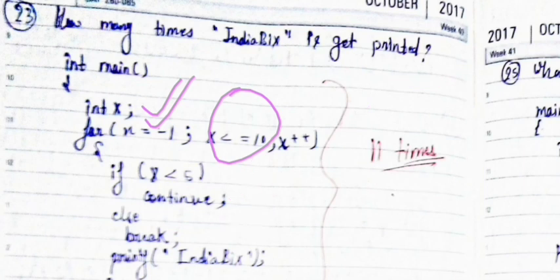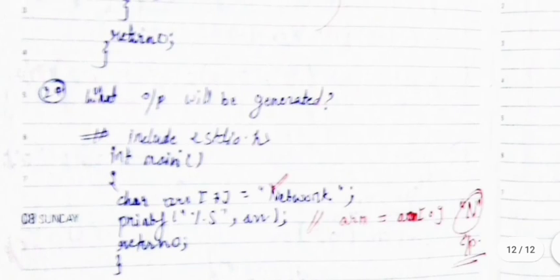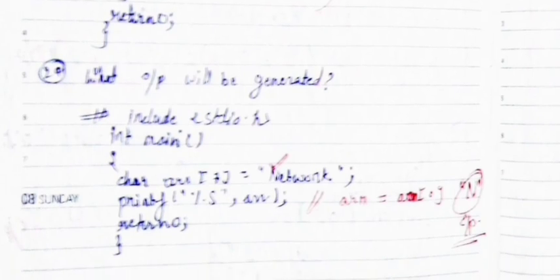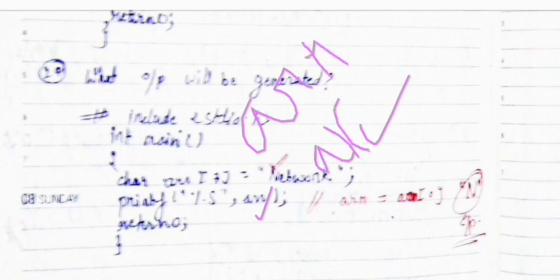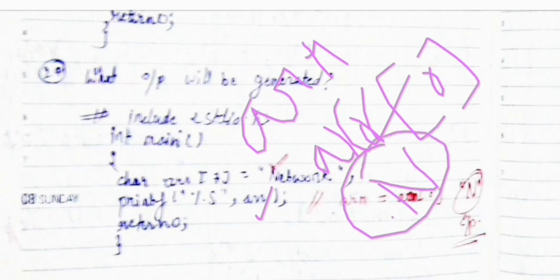Now come to the next question, question number 24. What is the output of the following program? It includes stdio.h, int main, a character array of 7 characters, network, and prints the value of the array. So what is the output of this program? The output is given like this, ARR, which means ARR of the 0 indexed value, and the 0 indexed value is n. So the output of this program is n.